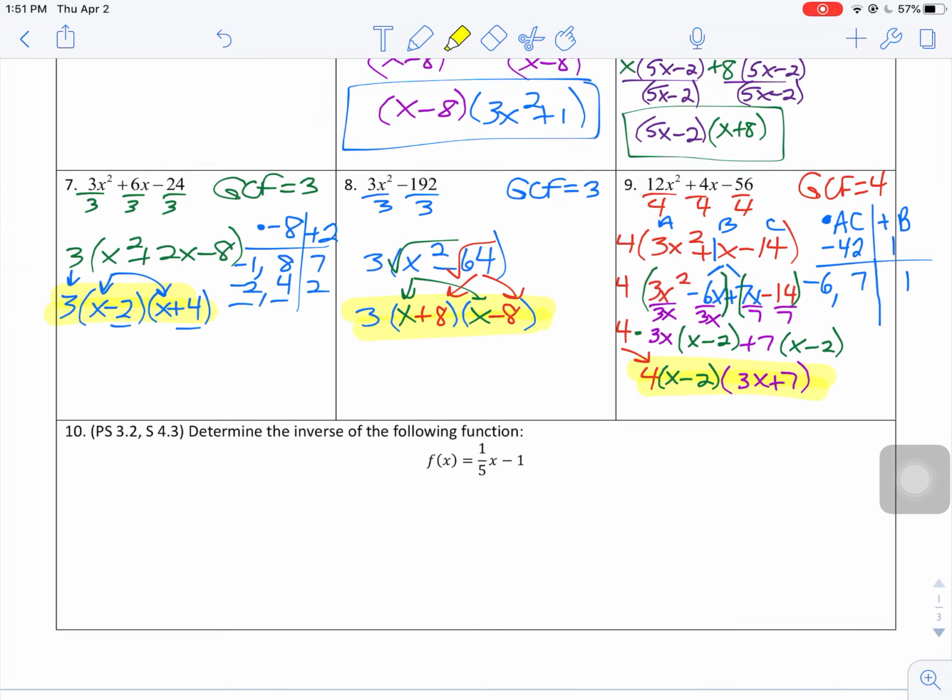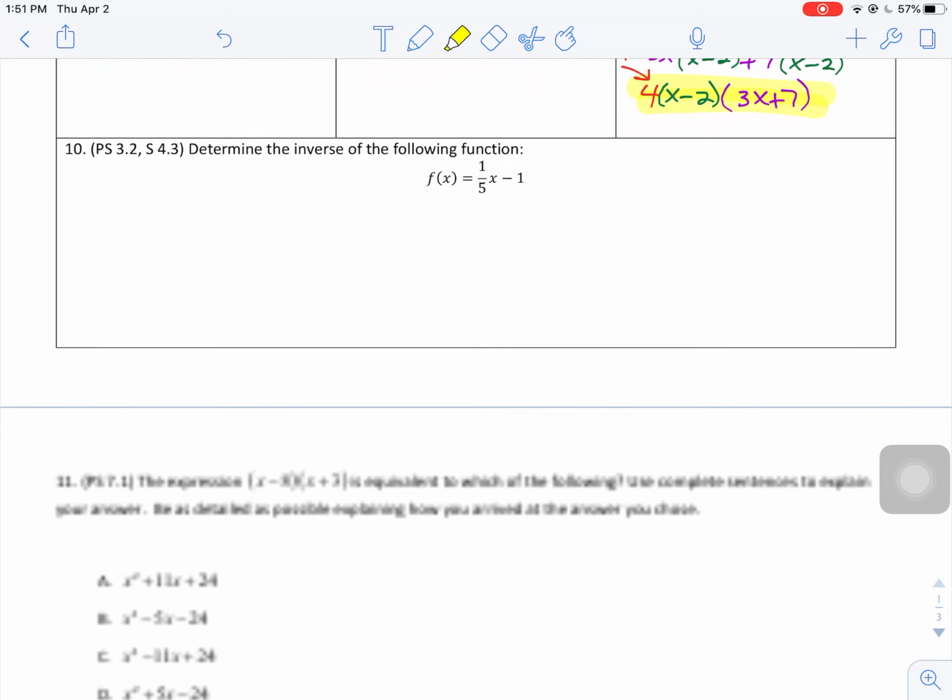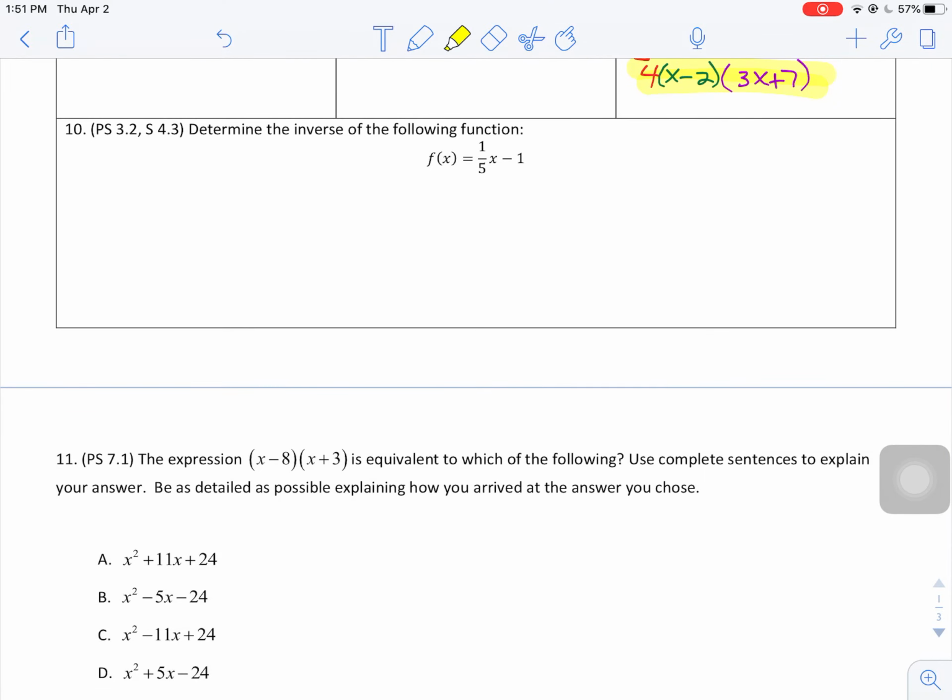Whew, lots of factoring. All right. Number 10, determine the inverse of the following function. So f of x or g of x or h of x, whatever the function's name is, that's your output value. That's the same as y. So I always kind of put a y over that.